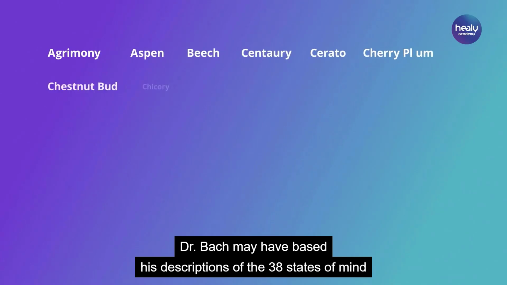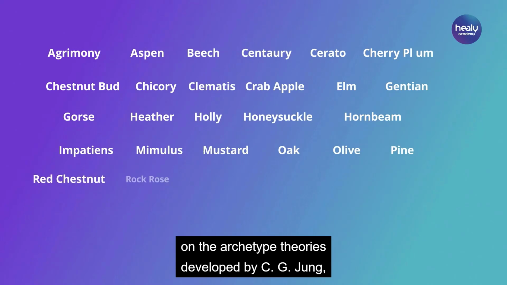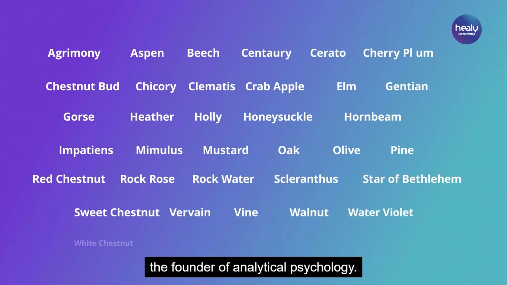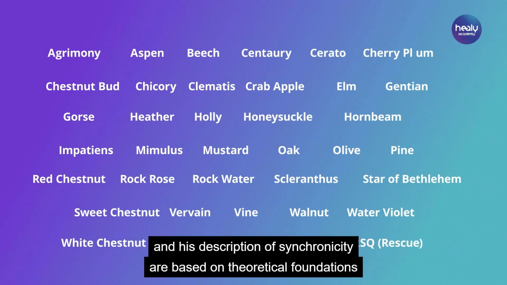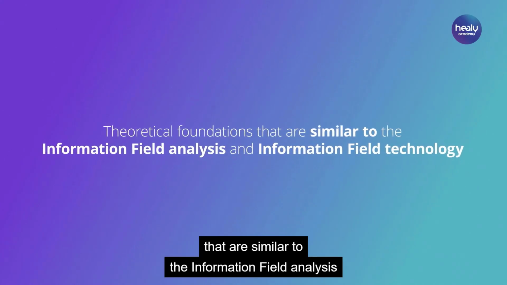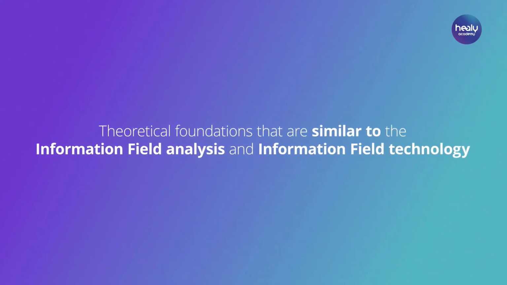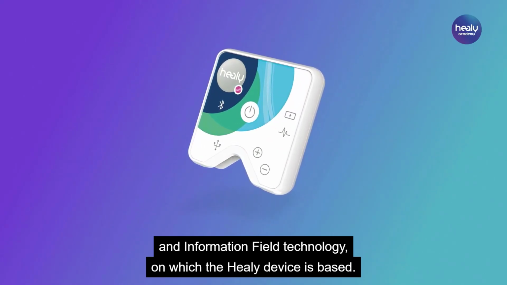Dr. Bach may have based his descriptions of the 38 states of mind on the archetype theories developed by C.G. Jung, the founder of analytical psychology. The theory of the collective unconscious and his description of synchronicity are based on theoretical foundations that are similar to the information field analysis and information field technology on which the Healy device is based.